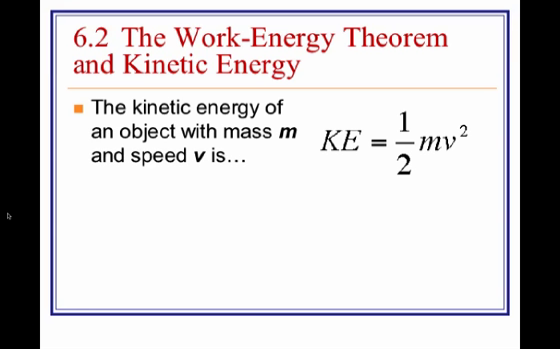Kinetic energy is the amount of energy an object has due to its motion. So everything moving has some amount of energy. Kinetic energy is equal to 1/2 the mass times the speed squared, or velocity squared. But since it is squared, we don't really care about the direction. Once again, kinetic energy is the energy due to an object's motion.